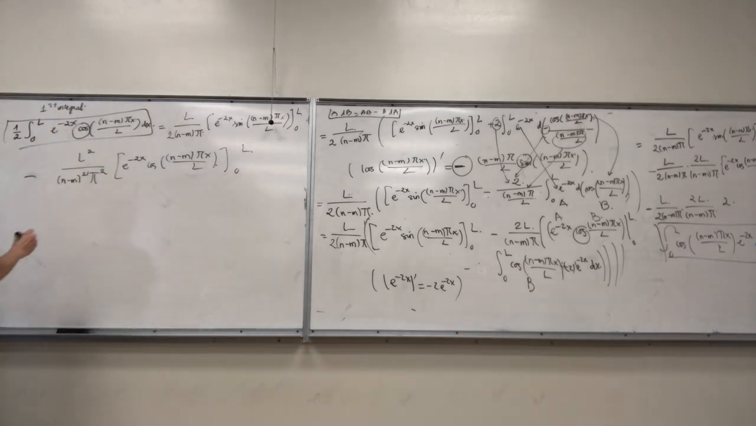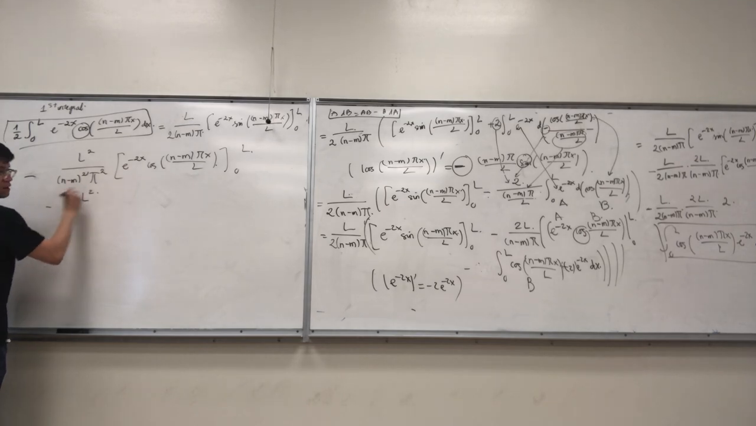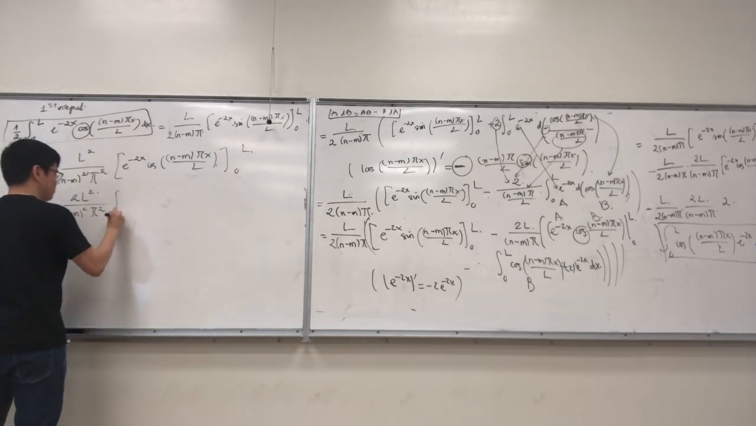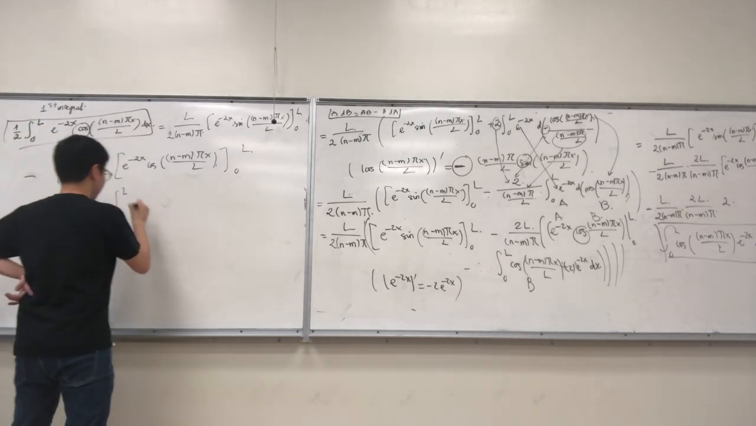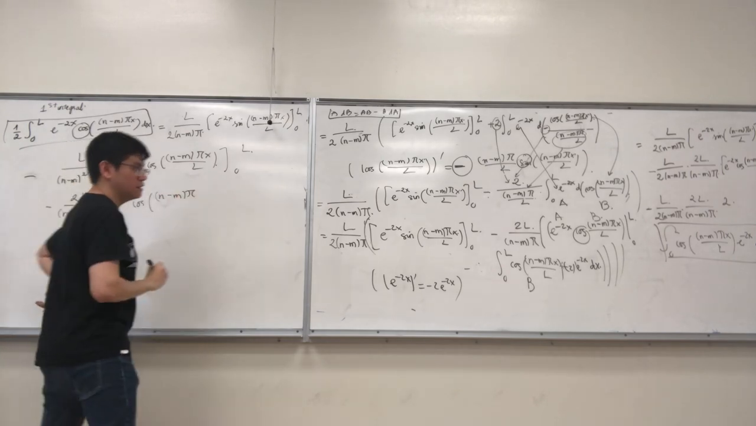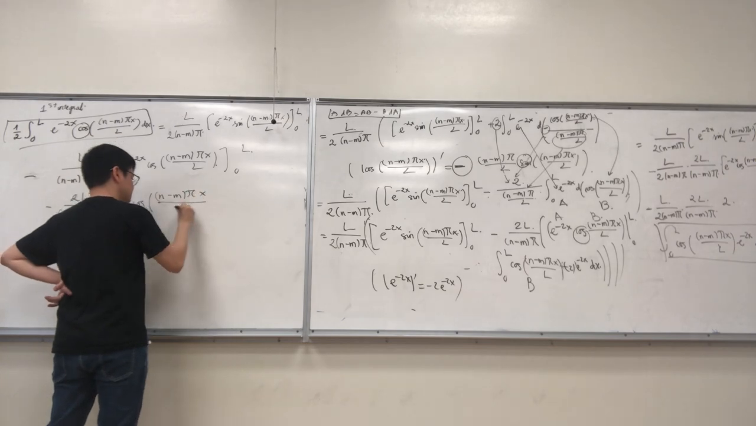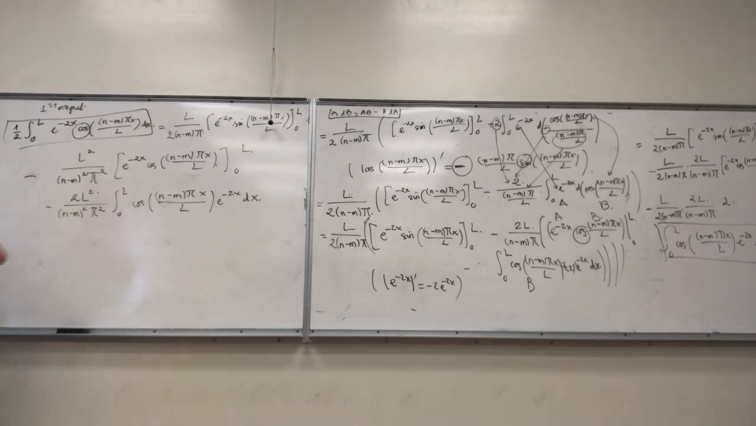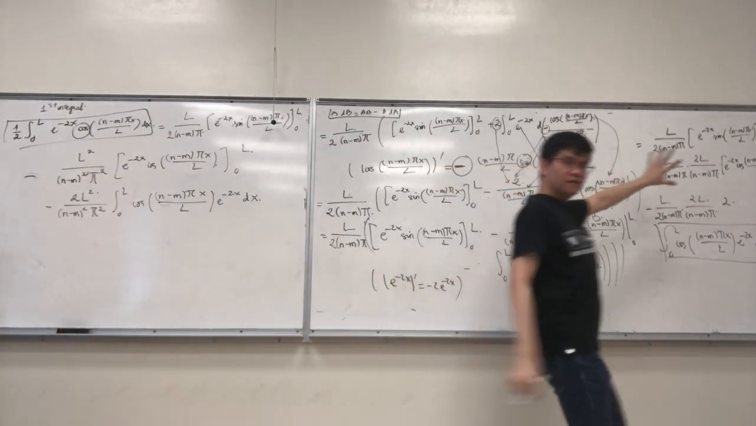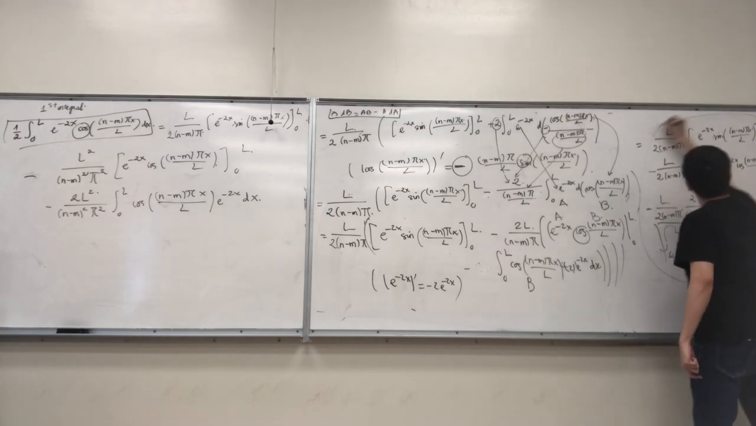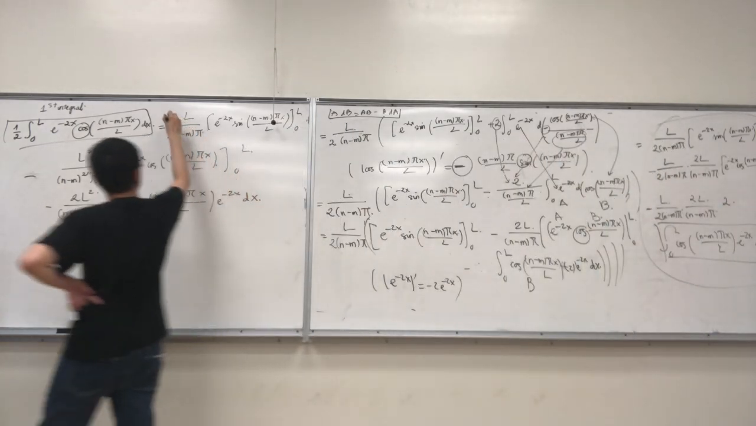So the last term is minus 2l squared over (n minus m) squared pi squared, integral from 0 to l, cosine of (n minus m) pi x over l, exponential minus 2x dx, right? So I copy everything there to here, right? So this circle will be this circle.